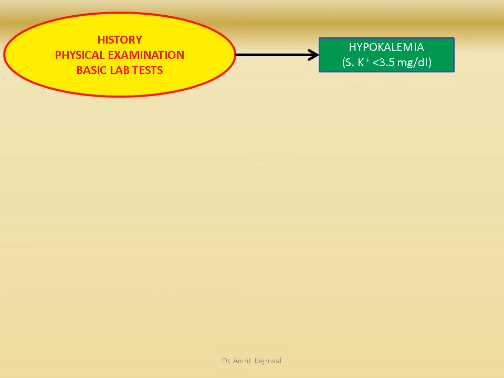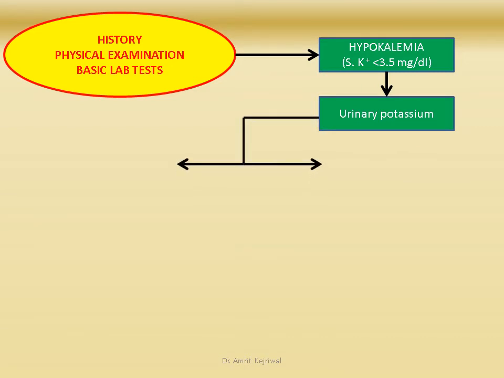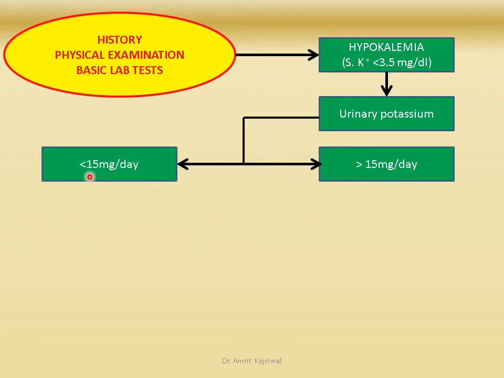Hypokalemia is there, serum potassium less than 3.5 milligrams per deciliter. Do the urinary potassium. It may be either greater than 15 milligrams per day or less than 15 milligrams per day. If it is less than 15 milligrams per day, it means the kidney has the potential to conserve the potassium. So there is no basic pathology with the kidney.